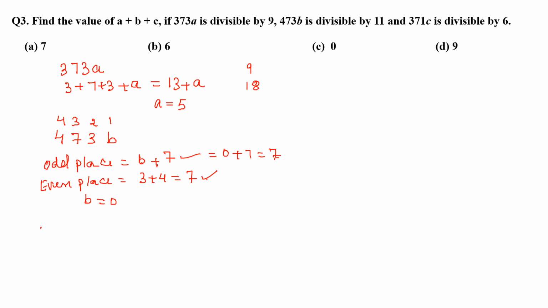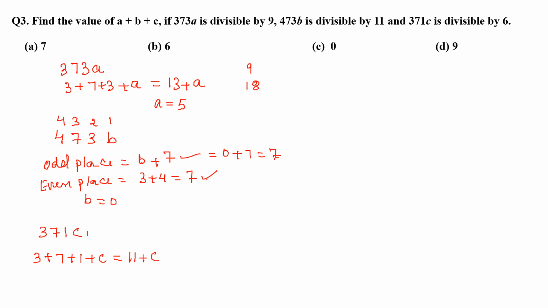Now next is 371c, it should be divisible by 6. It will be divisible by 6 if it is divisible by both 2 and 3. So to be divisible by 2, this digit should be either 0, 2, 4, 6 or 8. And for 3, the sum of the digits should be divisible by 3. So let's first find the sum of the digits. So it is 3 plus 7 plus 1 plus c. So 3 plus 7, 10, 10 plus 1, 11.